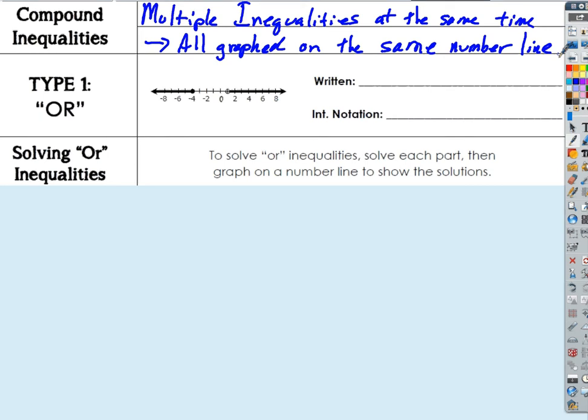All right, let's focus on the "or" statements. It's more than one inequality at the same time. Here are two inequalities. Let's color code these so we can identify which one we're talking about. Let's make this one red. How do I say that inequality that's graphed, just using an inequality? x is what? Good, x is less than or equal to -4.